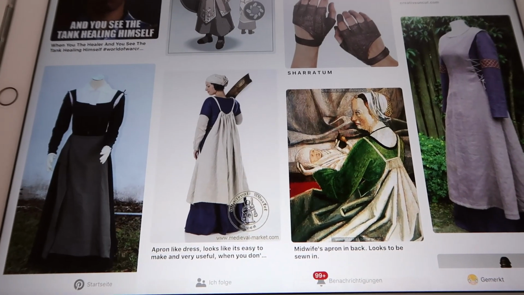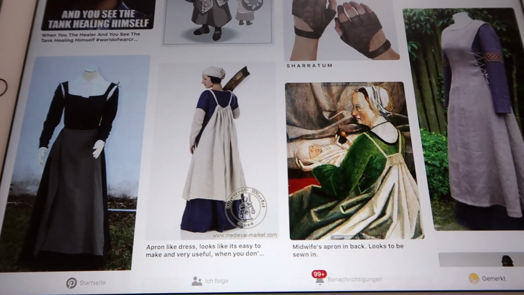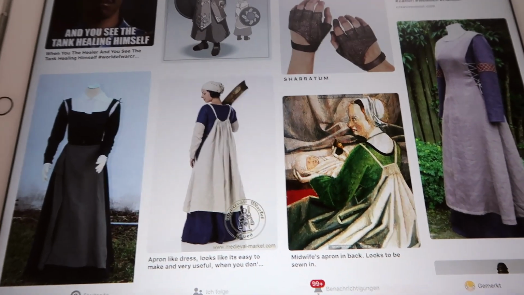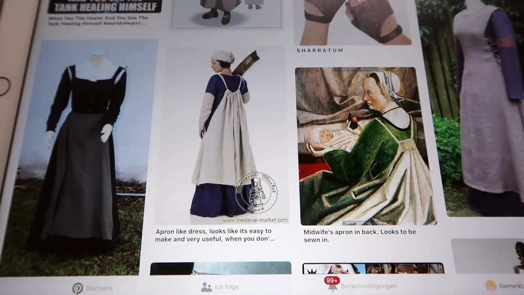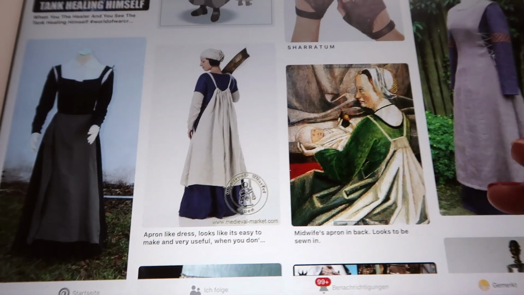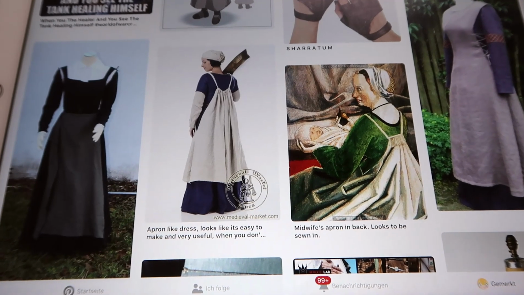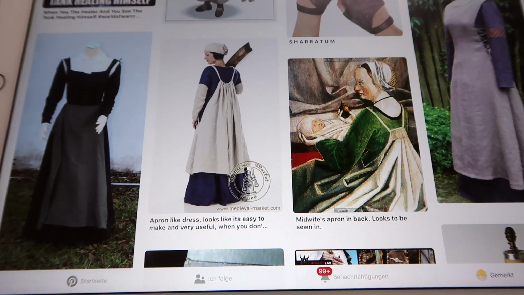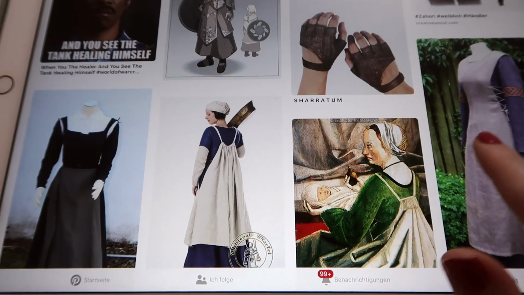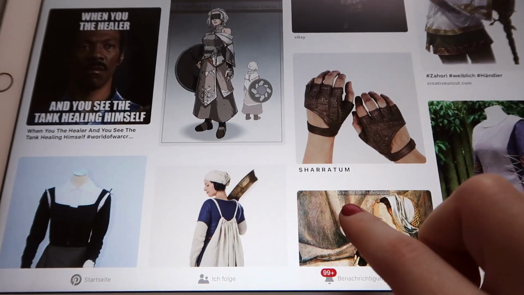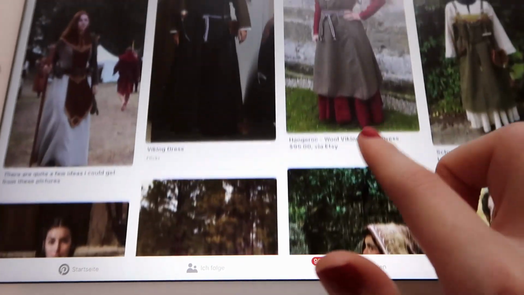At first I was searching for medieval doctors, but that was really hard to find, and usually those people back then were male. So I ended up searching for medieval midwives, because that's pretty much the closest thing to a doctor that females could become back then. And they were wearing these aprons that I really liked. You know, more clothing.